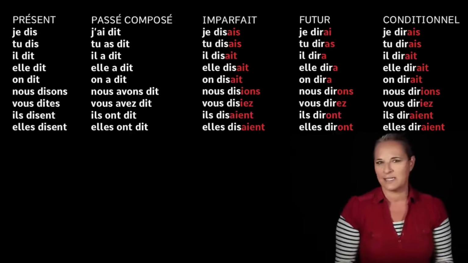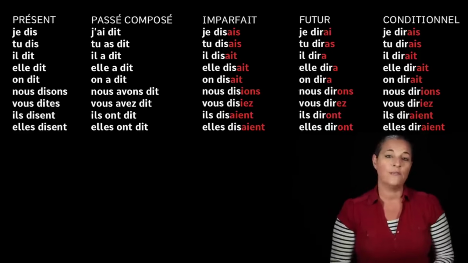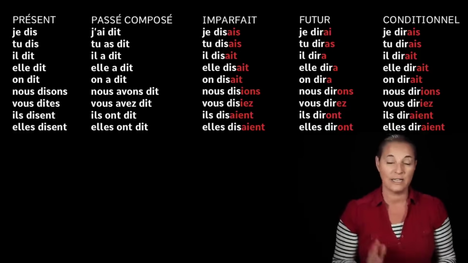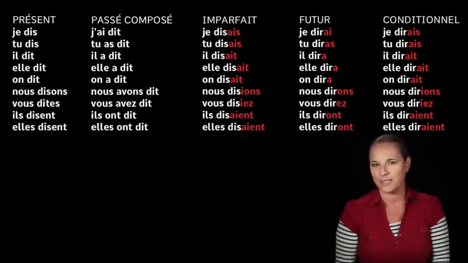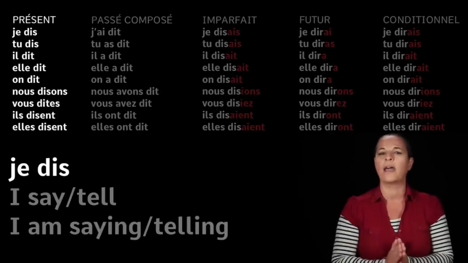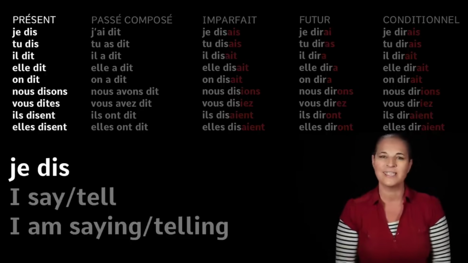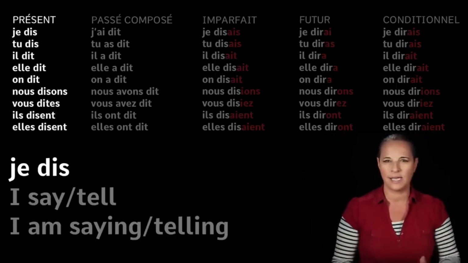Dire, which means to say. Dire is an irregular verb. It is a verb which is known as a third group verb, so therefore it might be very different when conjugating it, okay? So let's have a look at what it looks like in the present tense. When I say present tense, we're going to learn how to say I say or I am saying. It means both. In French, we have only one way of saying these two things. It is je dis, I say, or I am saying.